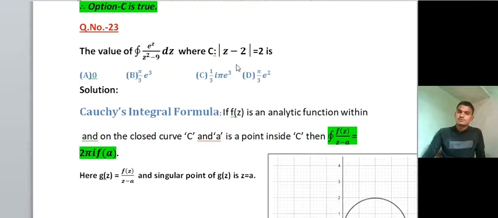So z0 is equal to 2. 2 is the center. |z - z0| = r. Here z0 is the center and r is the radius. So here z0 is equal to 2. 2 is the center of this circle, and |z - z0| is equal to r. Here r is equal to 2. So the radius of this circle is 2.